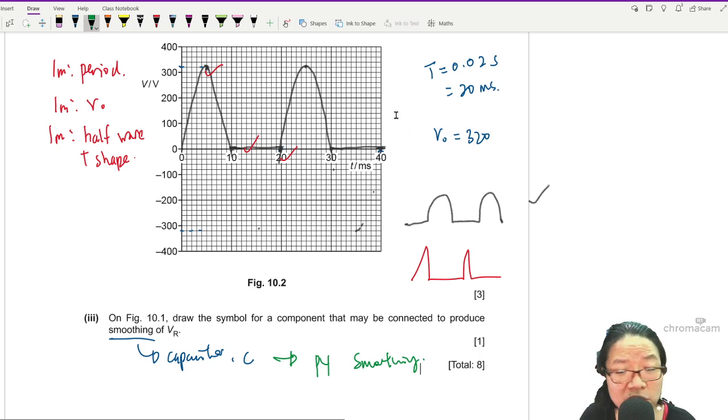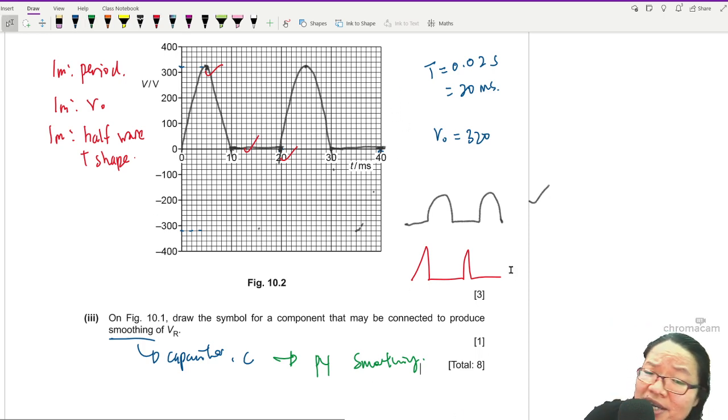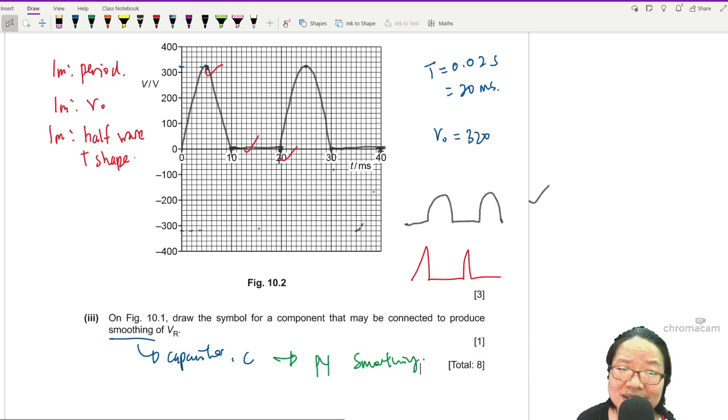But this is a pretty easy AC question. If it comes out like this, 8 marks, very nice, a good bonus and a good relief after a quite challenging question 9.